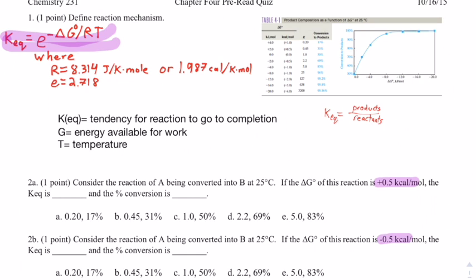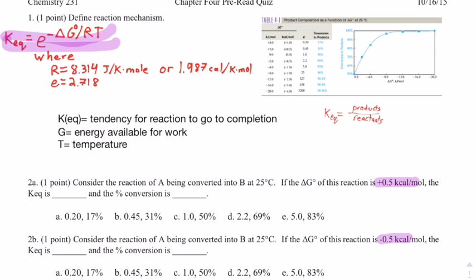K equilibrium is the tendency for a reaction to go to completion. So if it's a big number, it means that you're going to get a lot of the product. If it's a number less than 1, you're getting just a lot of reactant. It's not favorable. It's not going to completion or to the product side. It's going to the reactant side if it's less than 1.